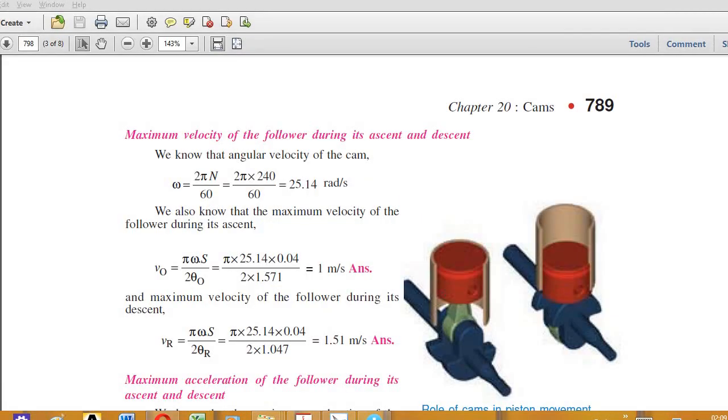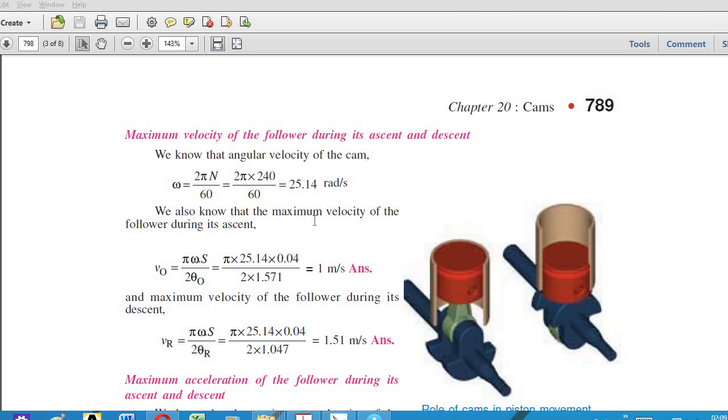So here we have to calculate the maximum velocity during ascent and descent. How to calculate that? They have given the speed in the problem. The angular velocity of the cam is given by omega equals 2 pi N by 60. You substitute 2 pi into the speed, 240 rpm, divided by 60, and you get 25.14 radian per second.